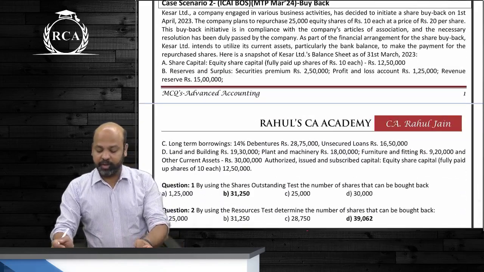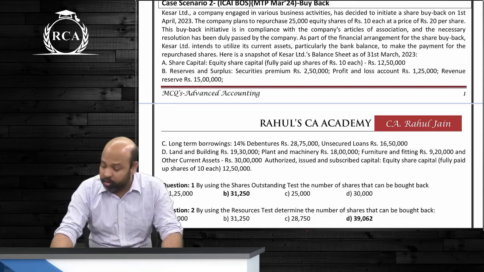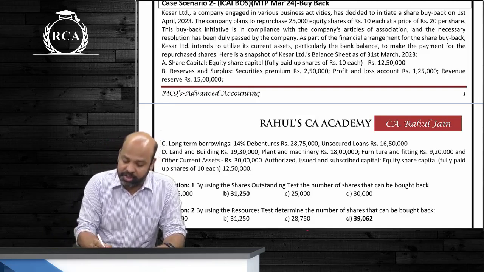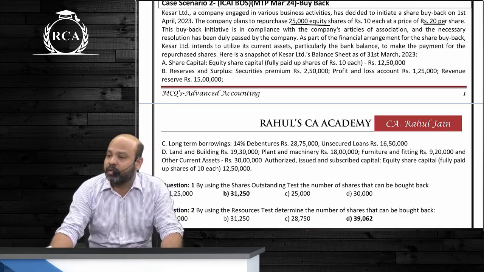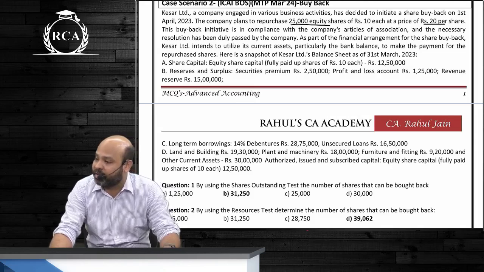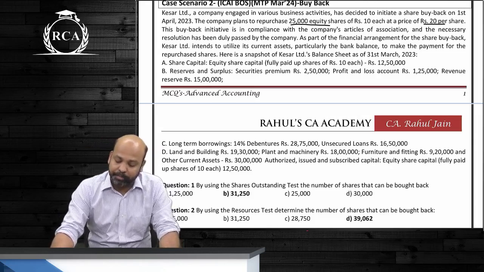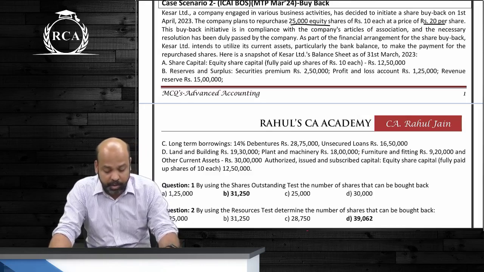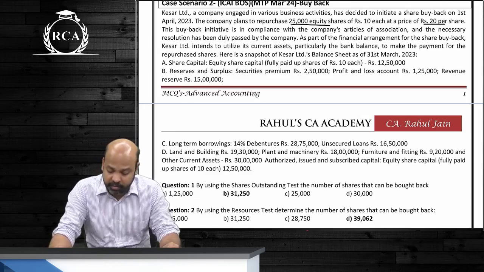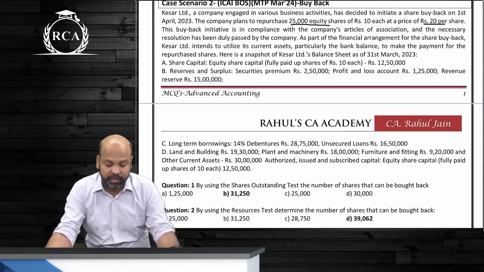Kesar is a company engaged in various business activities. It has decided to initiate a share buyback on 1st of April 2023. The company has plans to repurchase 25,000 shares of 10 rupees each at a price of 20. So buyback price is 20 rupees. This includes a face value of 10 rupees and a premium of 10 rupees. This buyback initiative is in compliance with the company's articles of association, and the necessary resolution has been duly passed by the company. As part of the financial arrangement for the share buyback, Kesar intends to utilize its current assets, particularly the bank balance, to make payment for the repurchased shares.